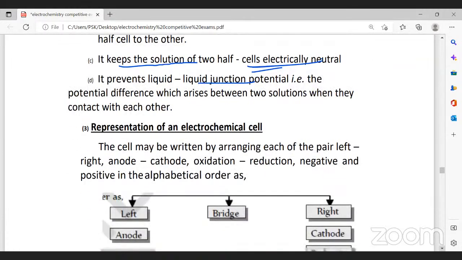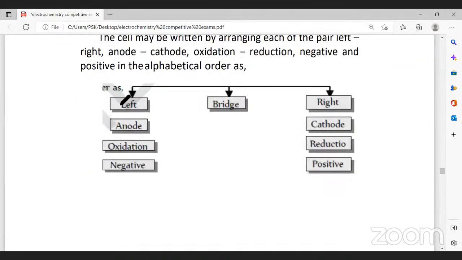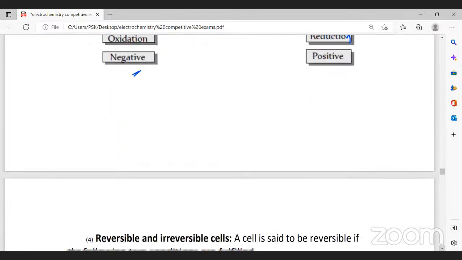Representation of an electrochemical cell, I clearly told you. The anode undergoes oxidation and is represented by the negative sign, and the cathode undergoes reduction and is represented by the positive sign, and the salt bridge connects them internally.